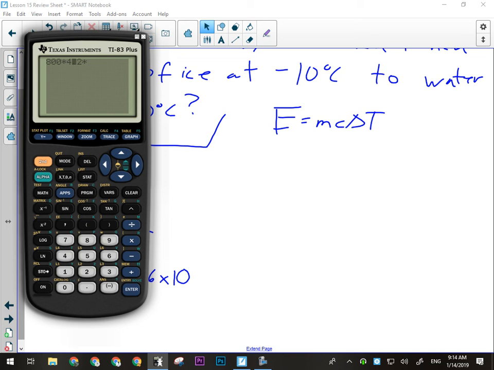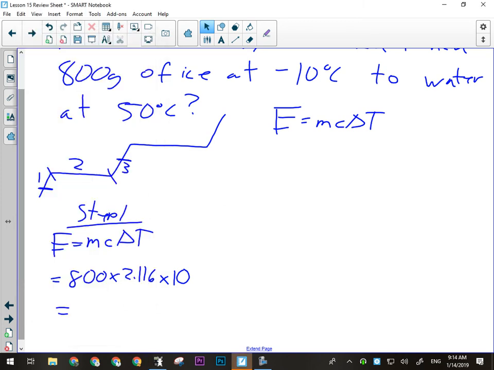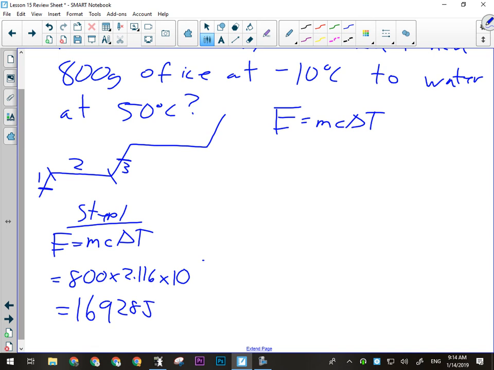Oh, not 4.2. 2.116 times 10. All right, so we're looking at 16,928 joules. Okay, so that's step 1.